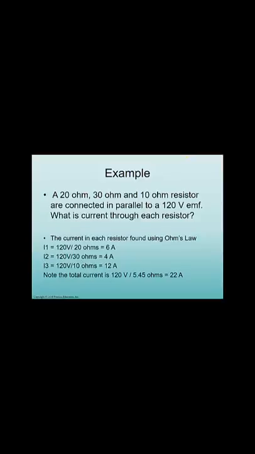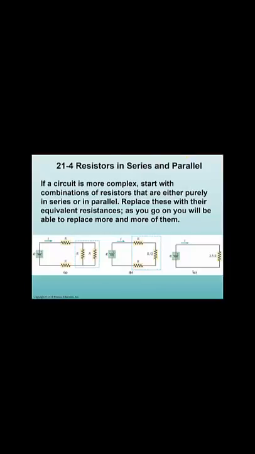So now if I plug into Ohm's law, and I use I equals V over R, I get I1 is equal to 120 over 20 ohms, which is 6 amps. I2 is equal to 120 over 30 ohms, which is 4 amps. And I3 is 120 over 10 ohms, which is 12 amps. If I add up all these amps, I get 22 amps, which is equal to the total current in the circuit. Note, you could also find it by taking 120 divided by the total resistance, which is 22 amps. So we have some fundamental differences.